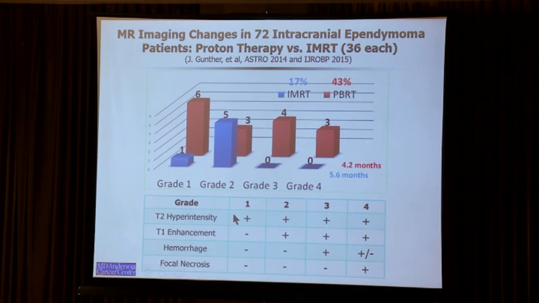More intensity changes occurred for protons than for photons, and as you can see, a larger number of patients had grade 3 and 4 changes for protons than for IMRT, and grade 3 and 4 correspond to hemorrhage or focal necrosis. So a higher percentage, and not only that, the changes in protons occurred earlier. So there is evidence now.